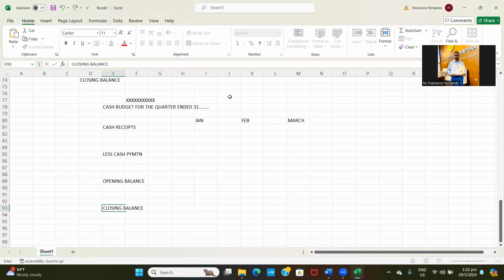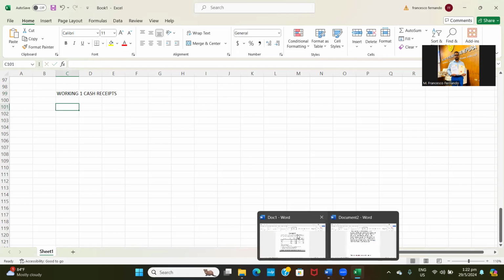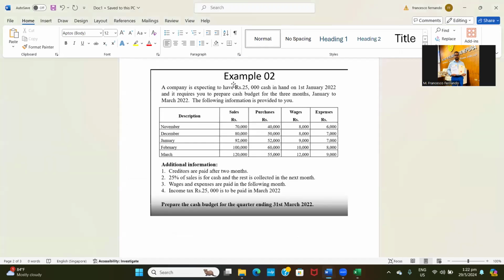Now, first one, cash receipts. To find the cash receipts, it's better to put the working. So here I will write working number one, cash receipts. If you read the question properly, 25% of the sales is for cash and the rest is collected in the next month.